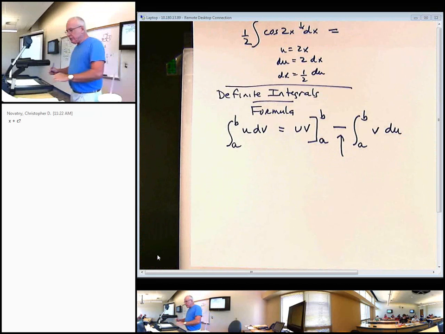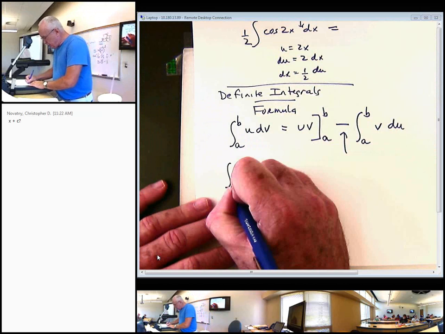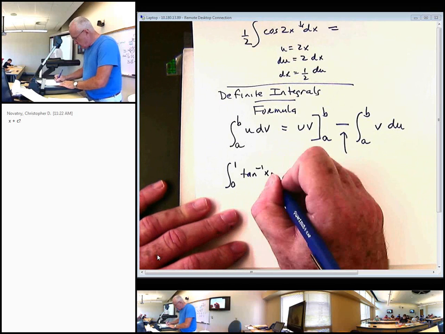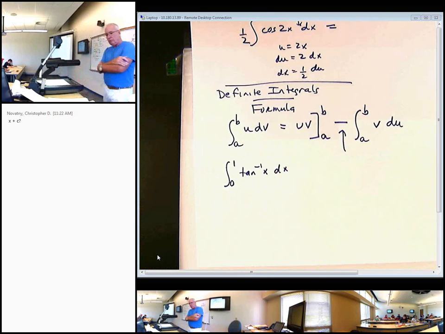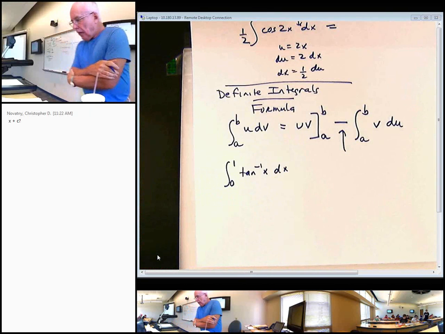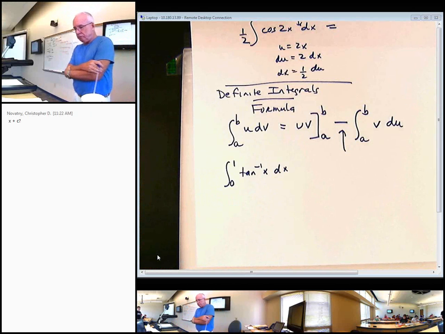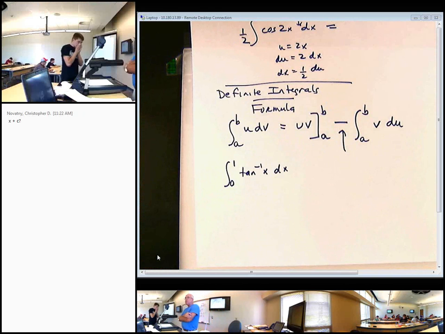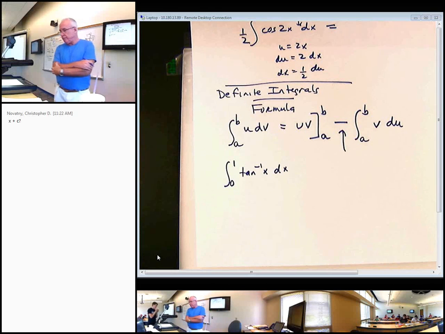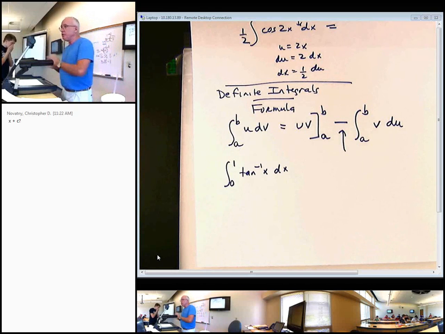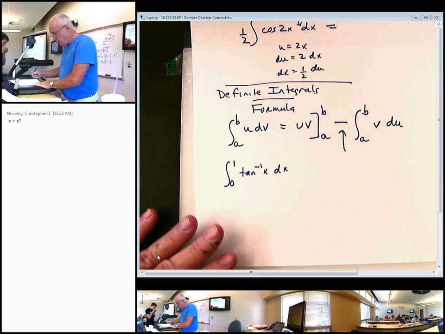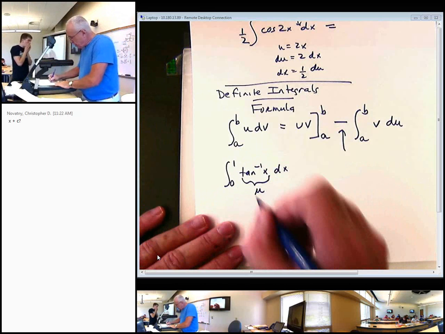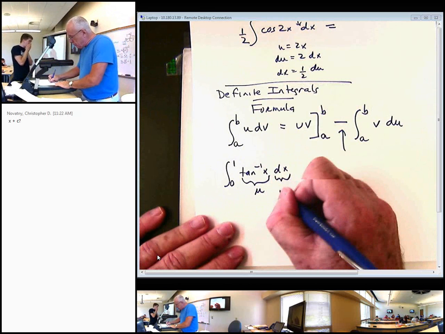So I want to do an example here. From 0 to 1 of tan inverse of x dx. Now, we would be hard-pressed also to get this antiderivative. But let's try using the product rule with this. This tan inverse of x, we're going to call the u. And the rest of it, the dx, we're going to call the dv.